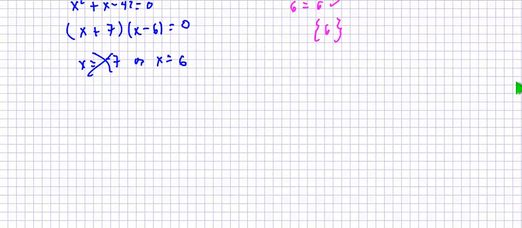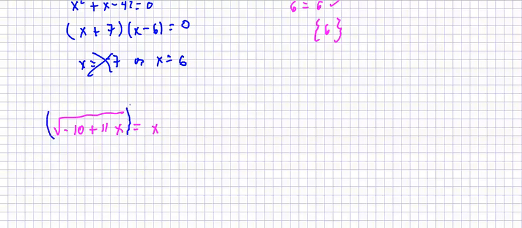All right. Now let's look at our next one. The square root of negative 10 plus 11x equals x. We're going to square both sides. Remember, you must use parentheses. And we get negative 10 plus 11x equals x squared. Subtract 11x, add 10, we get x squared minus 11x plus 10 equals 0.